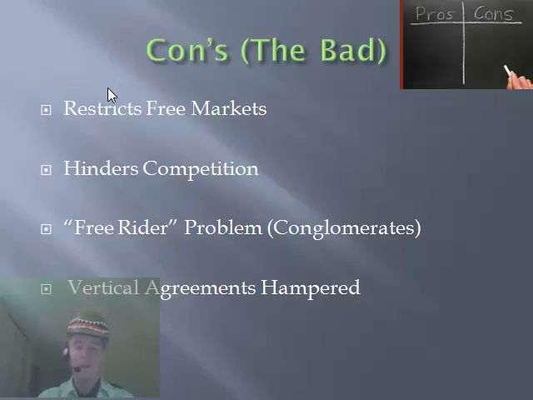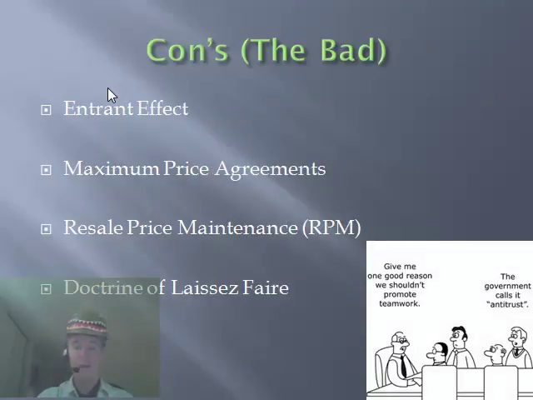It can hinder competition. Major conglomerates face the free rider problem, which I encourage you to read more into, and vertical agreements are hampered as outlined in this here comic, which has a comment I can see myself saying. Entrant effect is a bad thing, and basically when big businesses get together, the entrant effect can be a hindrance to small businesses trying to get into the market because the big businesses kind of maintain that stranglehold.